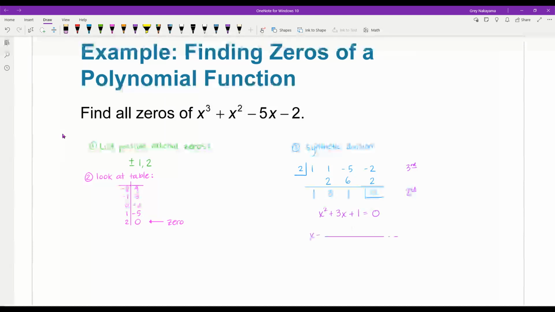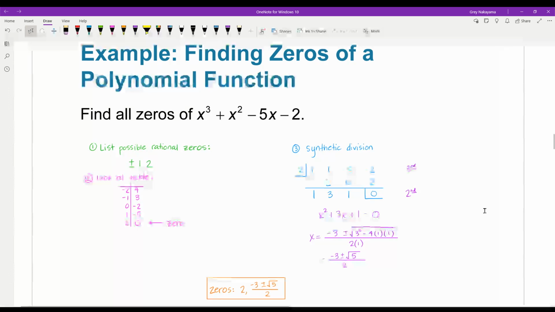So that means I'm going to have to use the quadratic formula. So that's -b plus or minus the square root of b squared minus 4 times a times c all over 2a. And when I simplify it, I get negative 3 plus or minus the square root of 5 all over 2. You will have to give that exact answer like that. And so my zeros are 2, that first one we found in our table, but you have to do the synthetic division to find the other ones. And the other ones, of course, are negative 3 plus or minus the square root of 5 all over 2.